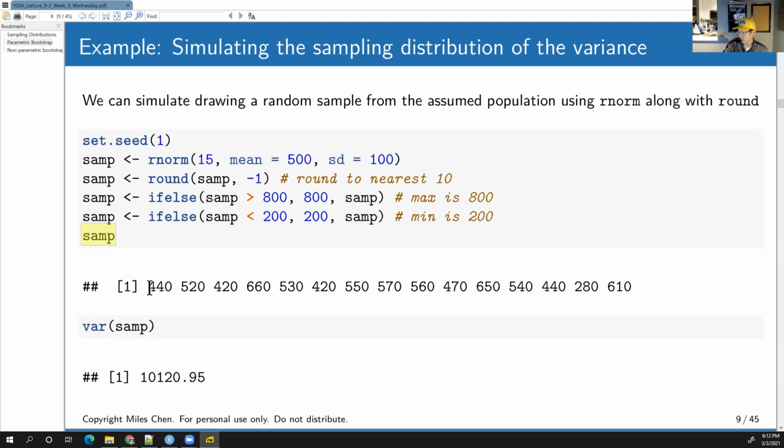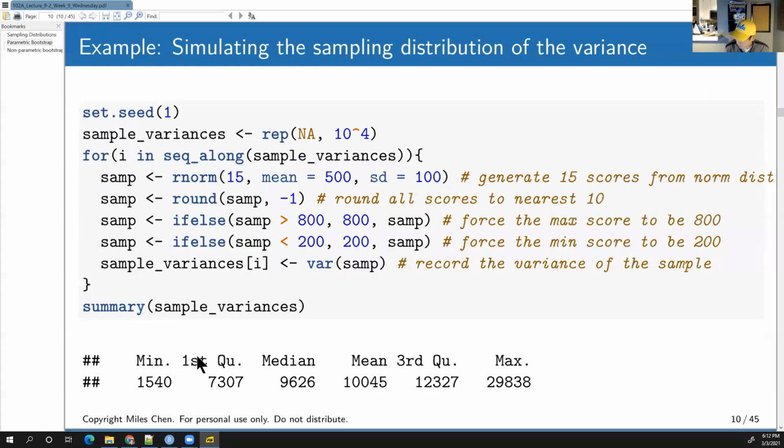And so this is what our sample looks like. We got 440, 520, 420, 660, 530, et cetera, et cetera. And the variance of this sample of 15 values is 10,120.95. Okay, so this is the variance of this particular sample. And so I'm going to build up a sampling distribution by just repeating this exact same thing 10,000 times. I'm going to do it a whole bunch of times.